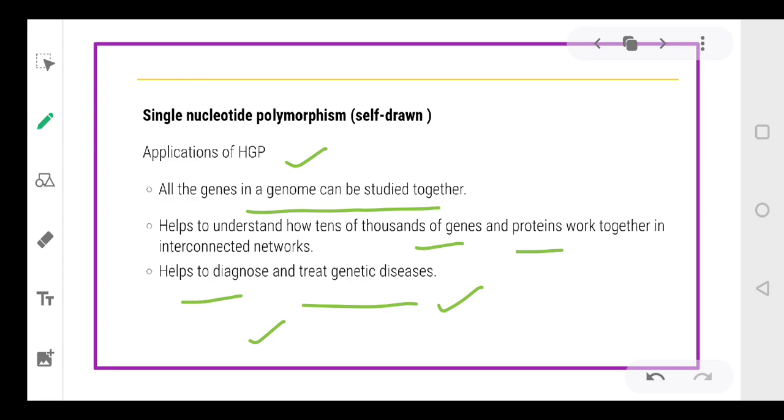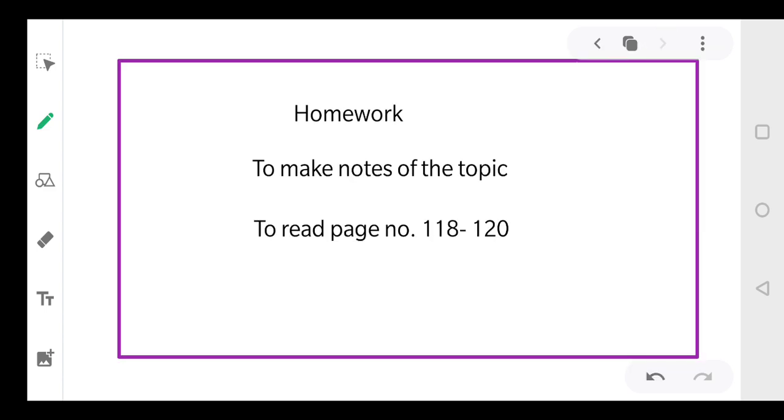Right, everyone? Okay, so coming to your homework for today, first of all, make notes of this topic, then read page numbers 118 to 120. Your complete Human Genome Project is described in these 3 pages. You must go through it and underline the important points, right?